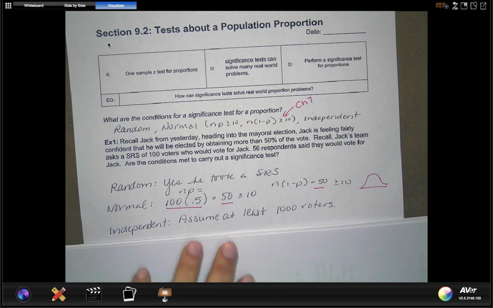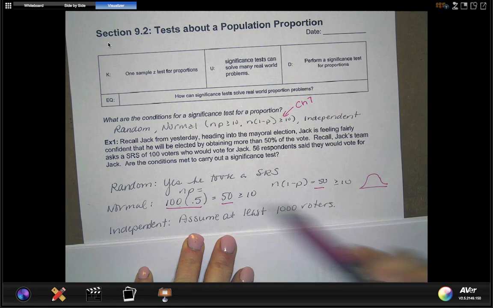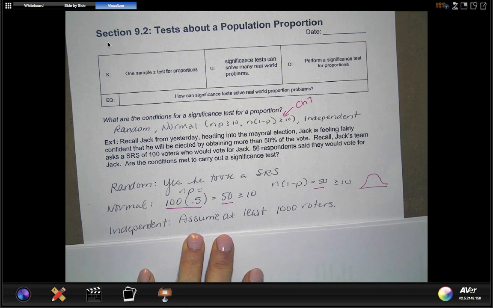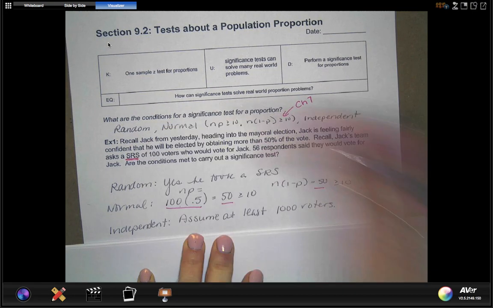And then the independence, so that's that 10% rule. So he took 100 voters, so we need to assume that there's at least 1,000 voters for this condition to be met. We took a sample without replacement, okay?